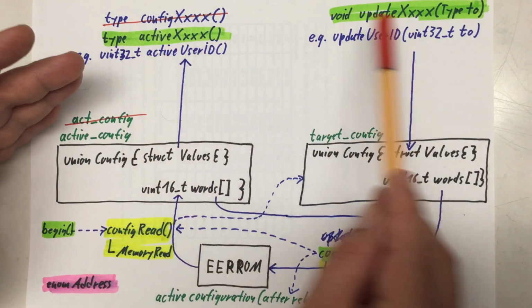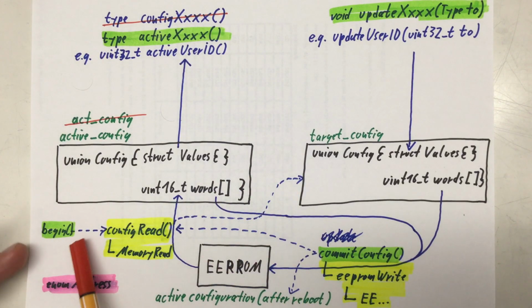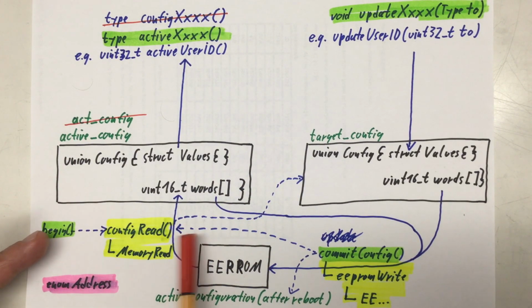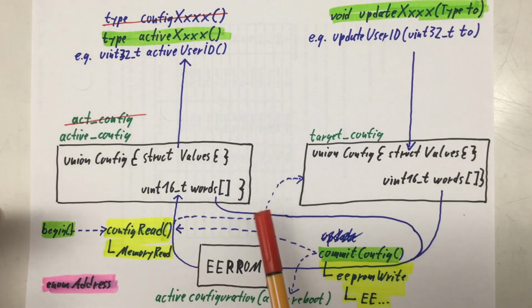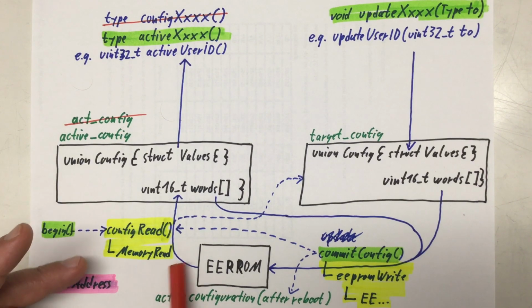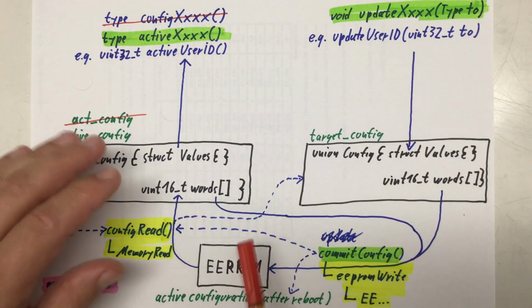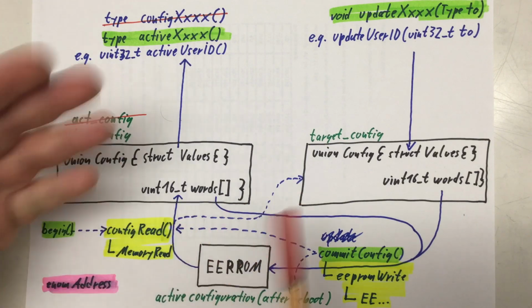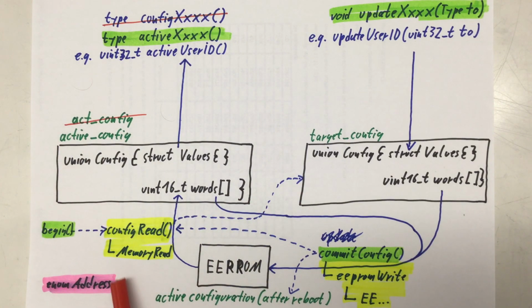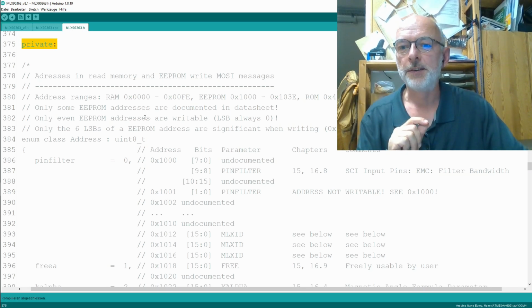With the active and update methods as well as the commit config methods in place and begin calling config read, I can't see any use case where the application would directly call config read, EEPROM write, or the whole MOSI MISO message stuff associated with that. So we can move that all into the private section of our class. And that will also enable us to finally get rid of that rather redundant enum address. We are already in the private part of the class definition.